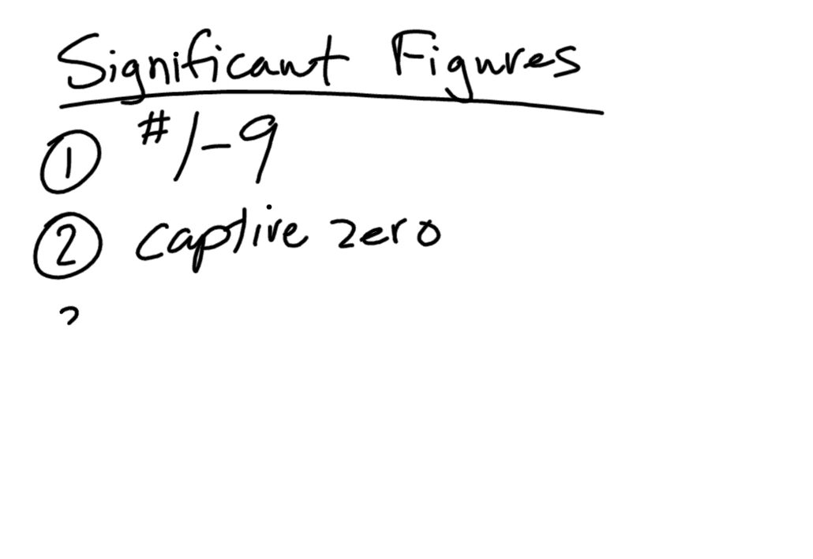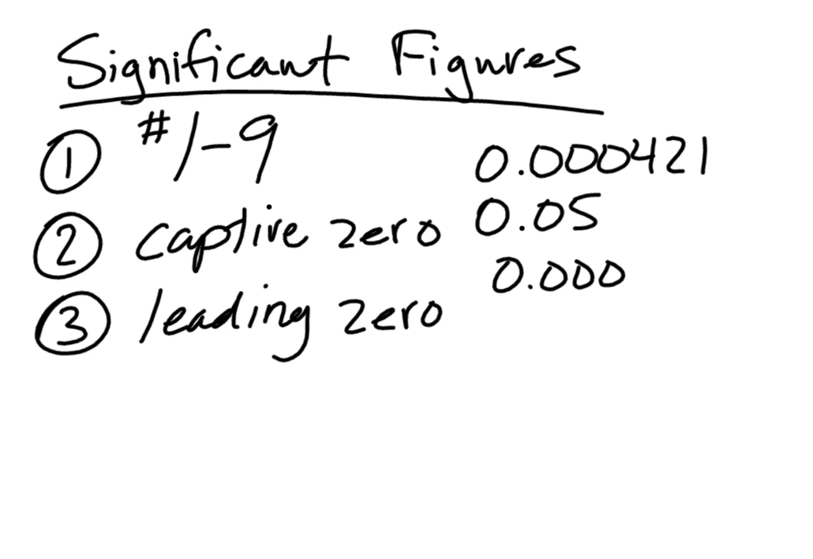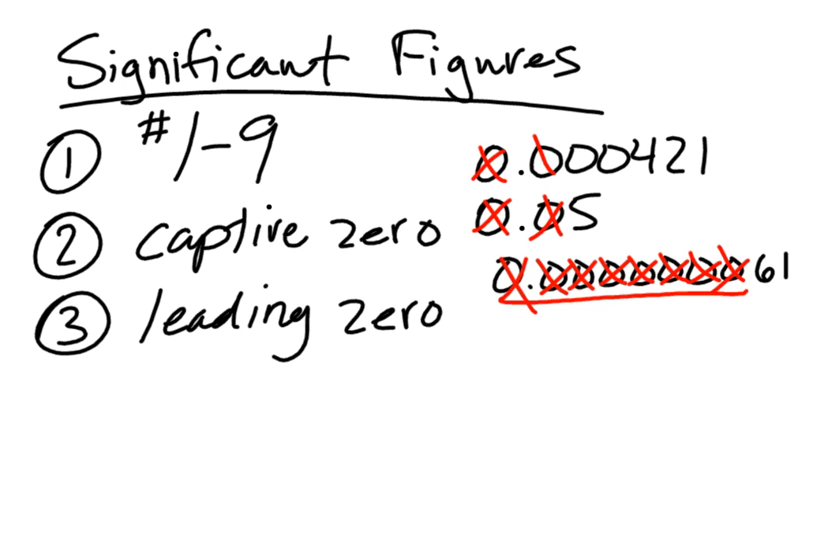Third rule, we have leading zeros. Leading zeros are those placeholder zeros that come before the non-zero integers in a number less than 1, meaning 0.000421, or 0.05, or 0.00000061. All of these zeros that come before the non-zero integers we call leading zeros, and they are never significant, ever. Just to drive it home, those are never significant.